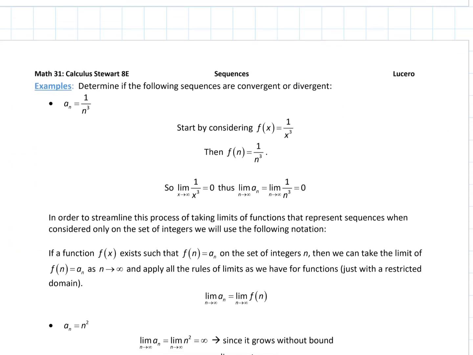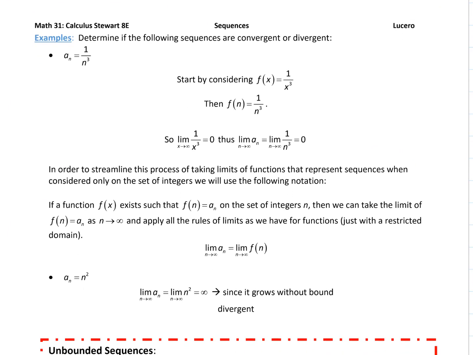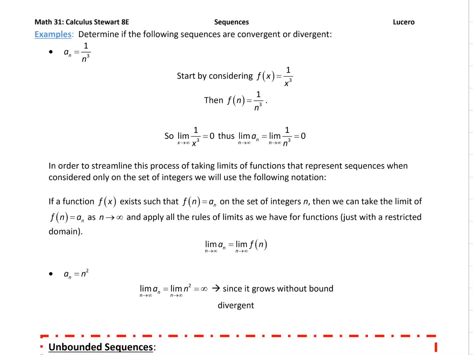So here's how that would work. Let's determine if the following sequences are convergent or divergent. For these first couple, we'll run through them quickly and then get into some more limit laws. Determine if the sequences are convergent or divergent. A sub n equals 1 over n cubed. Well, if we think about f of x equals 1 over x cubed, then at each of the integers, f of n would be equal to 1 over n cubed. So we can use that theorem. And we know that the limit as x approaches infinity of 1 over x cubed equals 0. So the limit of this sequence of terms has to also equal 0.